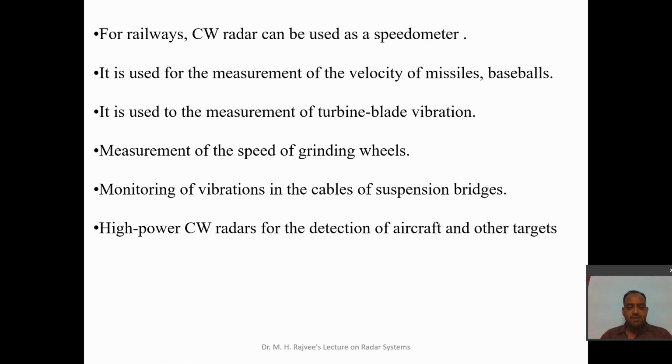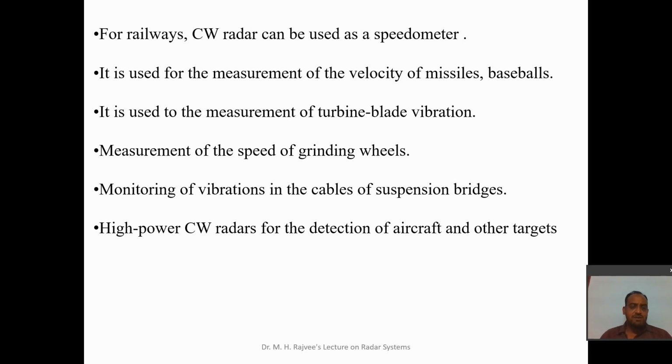High-powered CW radars are used for detection of aircraft and other targets. Why is it a high-powered CW radar? Because CW radar doesn't have the limitation of maximum unambiguous range; range limits are not there for CW radar. If its capacity is not enough, increase its power, and its electromagnetic signal can go to a far distance and come back with information. So increase the power, and you have a large range.